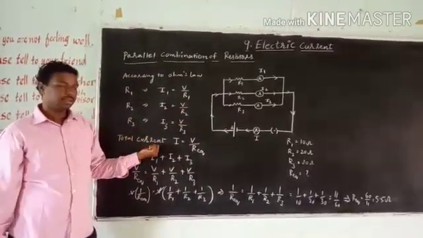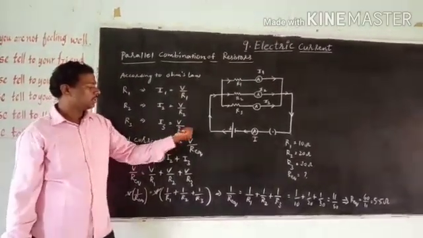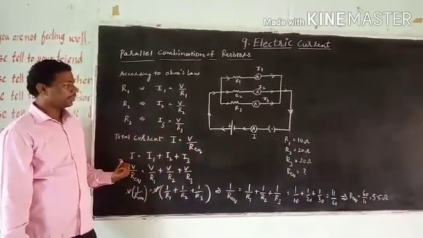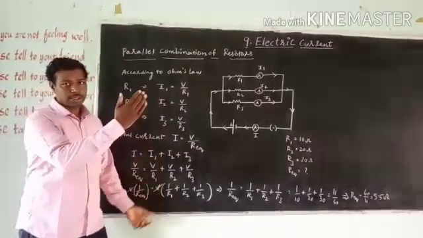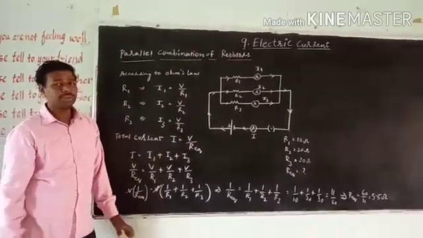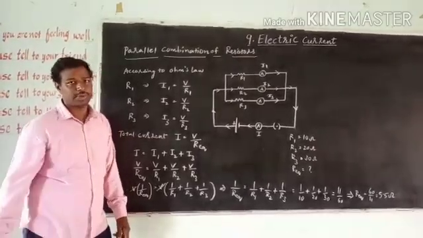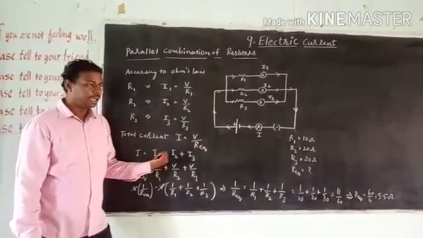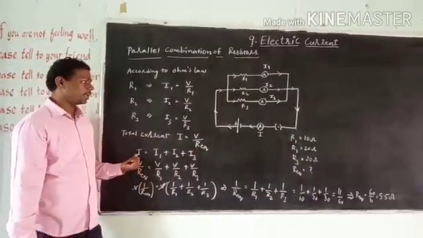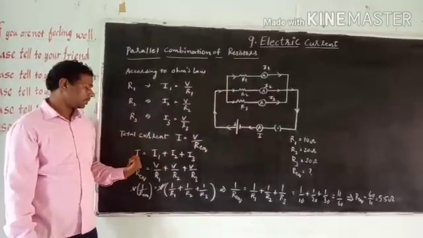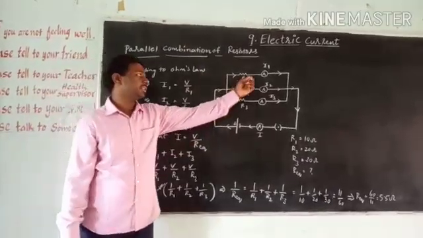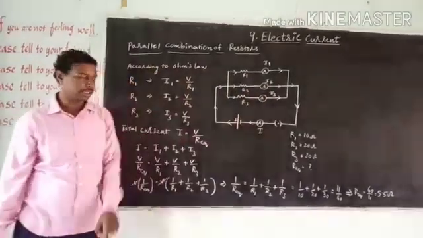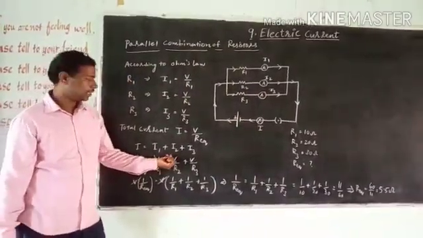Now total current, that is nothing but I, is equal to V by R, where R is the equivalent resistance. Now let us see. We have observed that in series combination the value of total potential difference is equal to the sum of individual potential differences. But here the value of total electric current will be equal to the sum of individual electric currents. So total current inside this circuit is equal to I1, current across first resistance, I2, current across second resistance, I3, current across third resistance. So I is equal to I1 plus I2 plus I3.